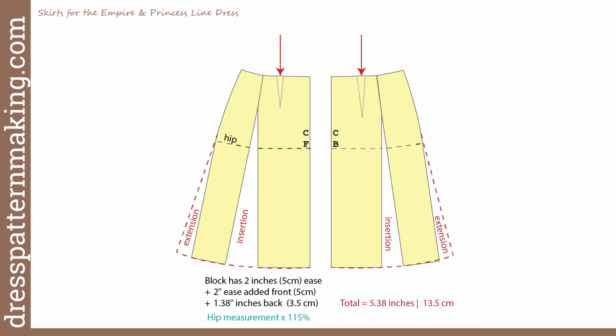So when we closed one of the two waist darts, we ended up with a total of 5 3/8 inches or 13.5 centimeters of ease in the hip, which, if you do the maths, is the hip measurement times 115%. But the pattern still has a waist dart. So a very important point I want to make here, although 5 3/8 inch or 13.5 centimeters may seem a lot of ease in the hip, it's not enough ease to make this skirt without any waist darts. If we wanted to make a skirt with no waist darts, we have to close the second dart and we will end up with even more ease in the hips.